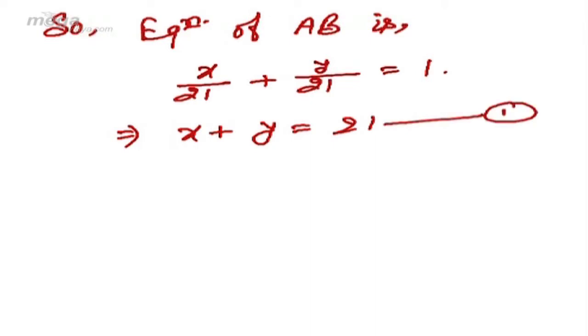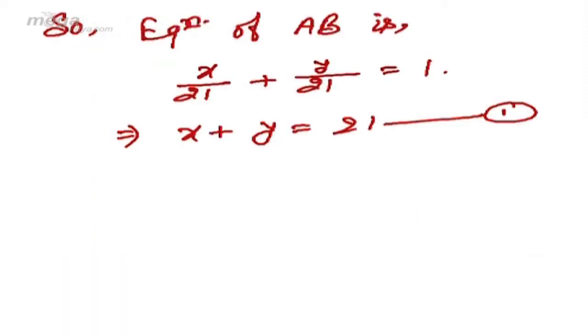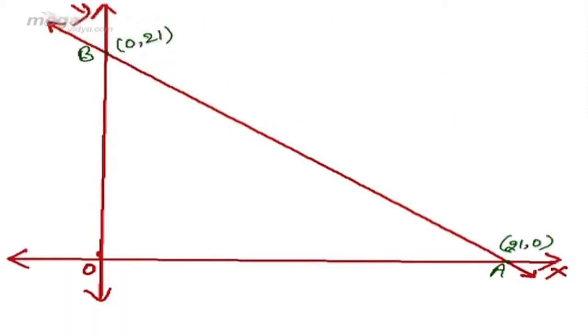With the help of this equation and this figure, we will plot the points which satisfy the given equation, that is, which lie on this straight line. These points are (1, 20), (2, 19), (3, 18), and so on. In this way, it will move.